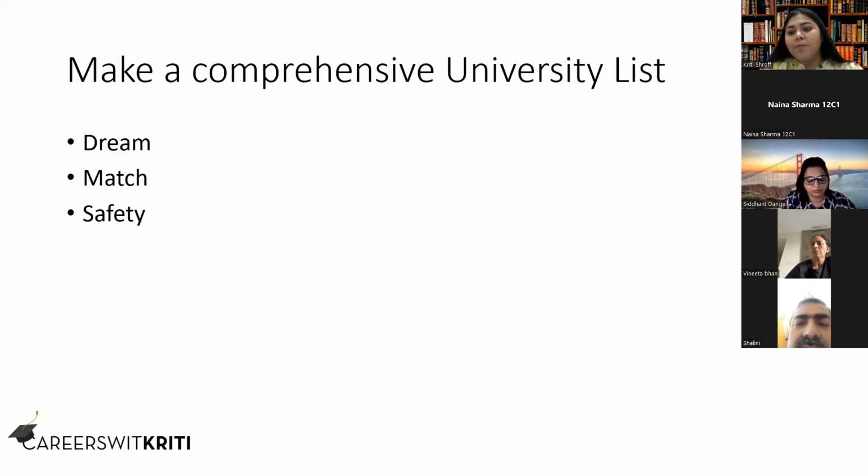So please make a comprehensive university list of your dream, match, and safety. Dream are those universities which you are most interested in joining. These are the most aspirational ones. They follow all your criteria. Match is where the selection criteria are slightly lower and your chances of getting in are higher, and safeties are where you think that most people around you get selected at least at these universities.